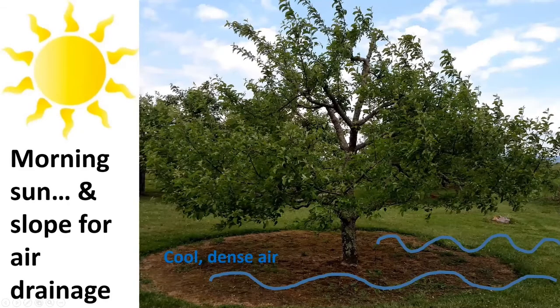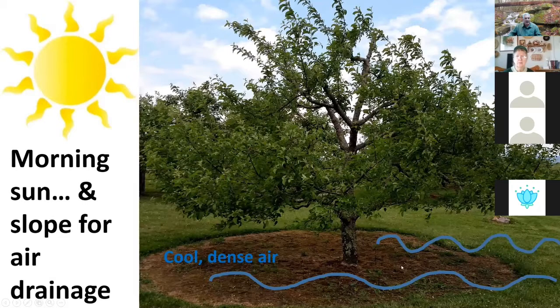Now, when we start thinking again more about that site, we want to make certain that we get that sun, and that all that cold, dense air can drain off. And so slope is going to be important. Now, that may not necessarily be the case for a vegetable garden, but when it comes to home fruit production, that's really going to be important for us to pay attention to.